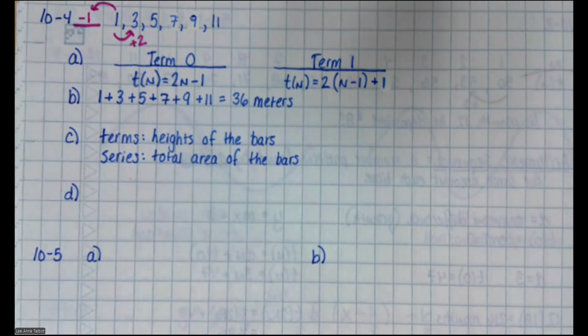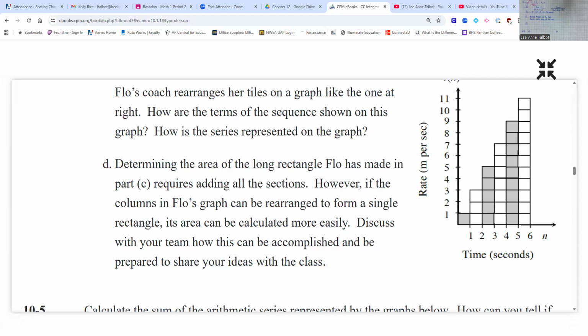Okay. D. Determining the area of the long rectangle Flo has made in part C requires adding all the sections. However, if the columns in Flo's graph can be rearranged to form a single rectangle, its area can be calculated more easily. Discuss with your team how this can be accomplished and be prepared to share your ideas with the class. Okay.